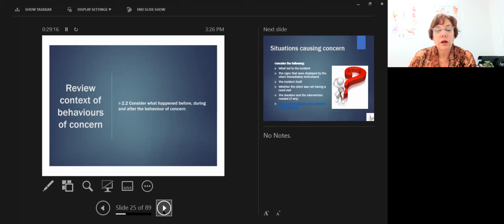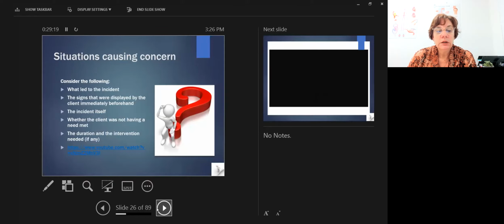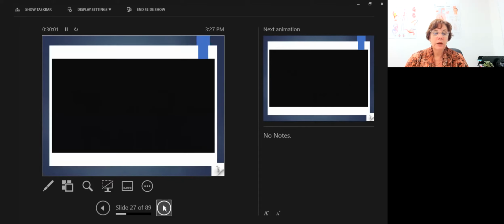Consider what happens before, during, and after behaviors of concern. What led to the incident? What were the signs displayed by the person immediately beforehand? What was the incident itself? Did the client have an unmet need? What was the duration? And what interventions were called? These points would also be used in your documentation of the behavior of concern. And the clearer we are with the documentation of these behaviors, the more detail there is, the easier it is to draw conclusions on the factors behind these behaviors.